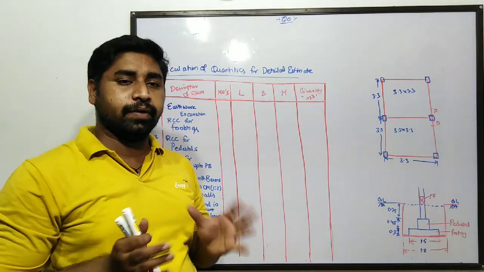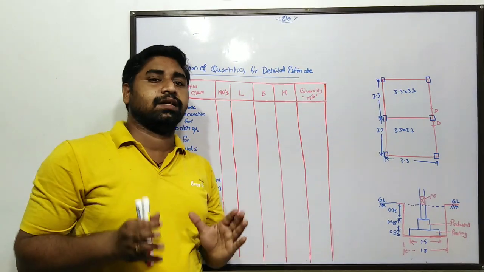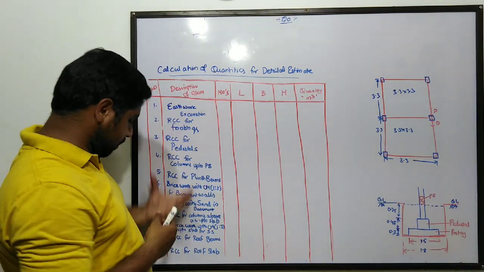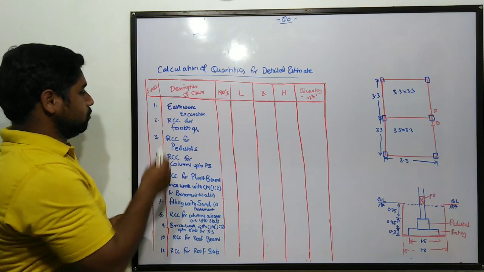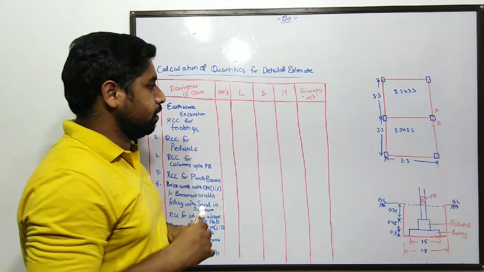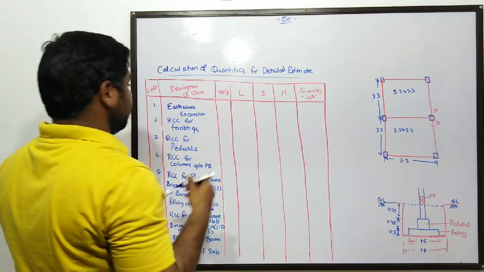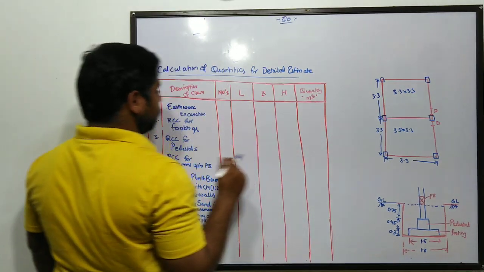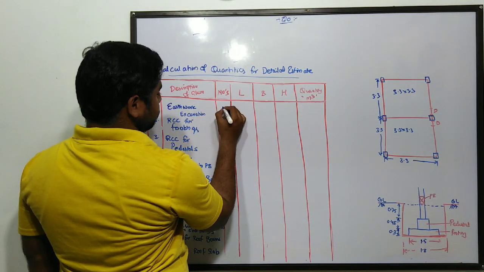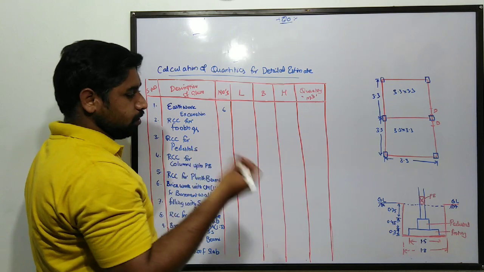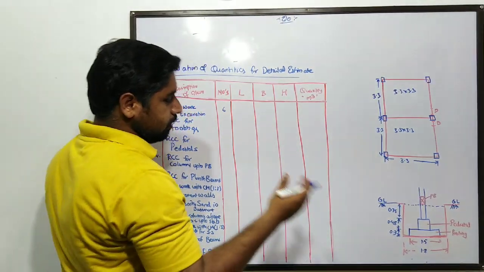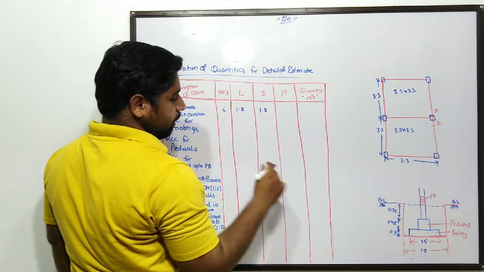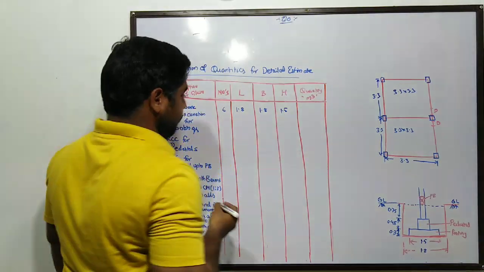Now coming to quantification. When we come to quantities calculation, we have 11 components here. I have written all these things. First one, earthwork excavation. We have to do excavation for 6 columns, so 6 footings. So the number is 6. The excavation length is 1.8, breadth is 1.8 and height is 1.5 meters.